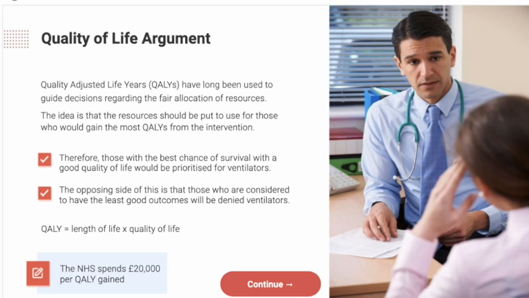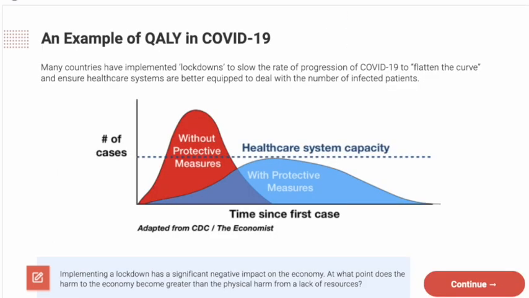Okay? The NHS spends £20,000 per QALY gained. That's a lot of money in order to add a little bit of extra life time, or a lot of money to add a little bit better quality as well. But it's putting it in terms of monetary value, a little NB note as well. So that's money, that's resources. Okay? Yeah, definitely. So an example of a QALY in COVID.